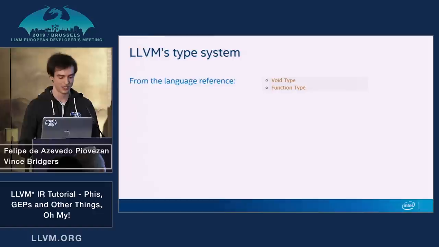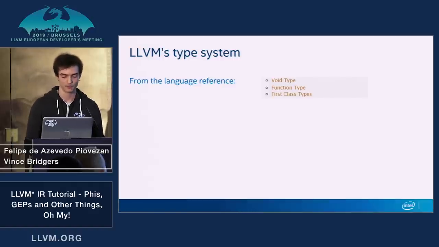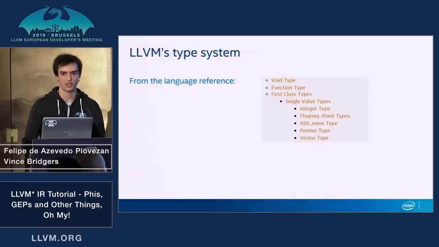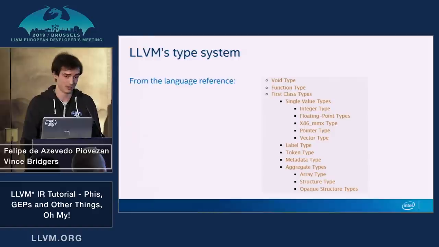From the language reference, if you look at what they say about type systems, it's going to tell you that we have void types, we have function types, and we have our first class types. Those are essentially types that can be returned by an instruction. Among those, we have types that represent a single value: your integers, your floats, your pointers. And we have types representing aggregates: arrays and structs. There are some other types here, like labels. Labels actually have a type metadata, but we're not going to focus on those in this presentation.